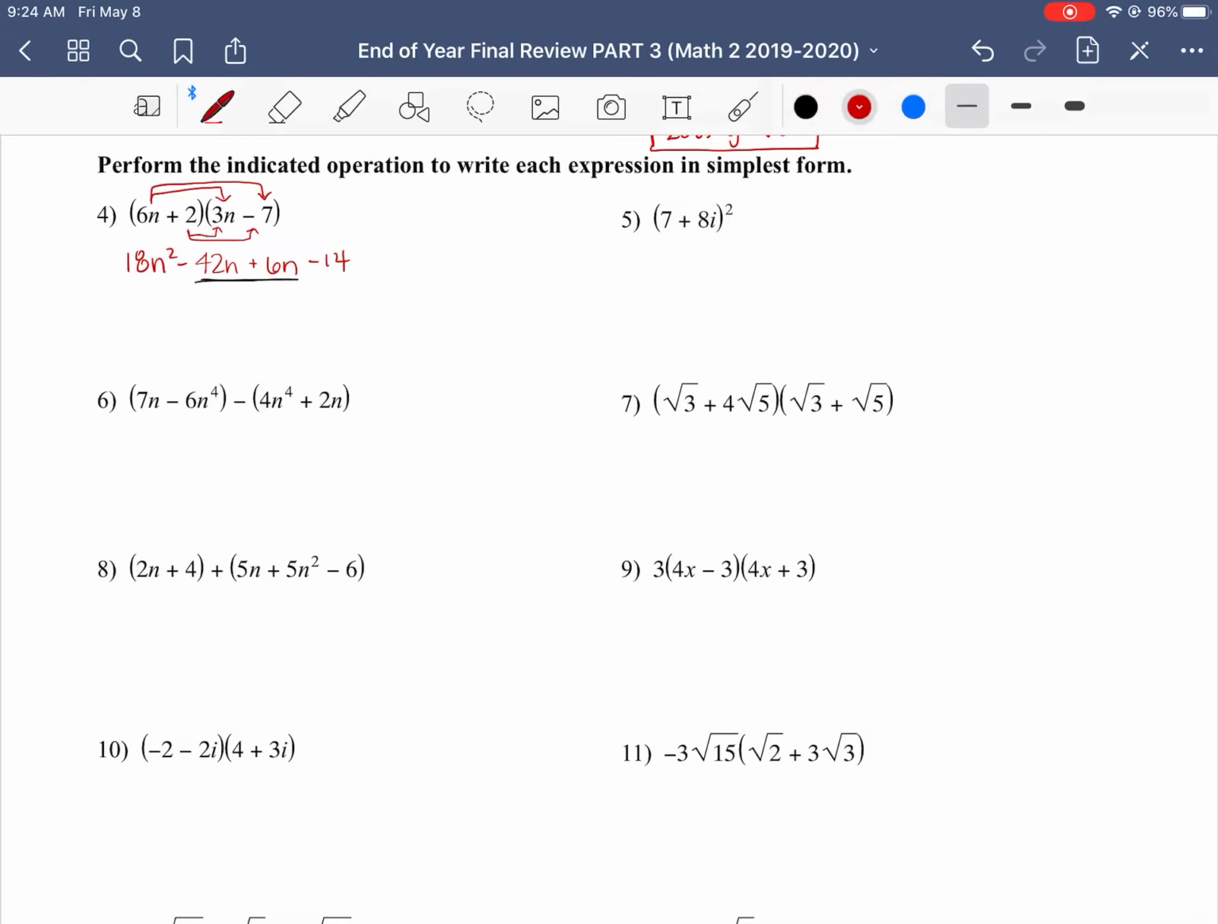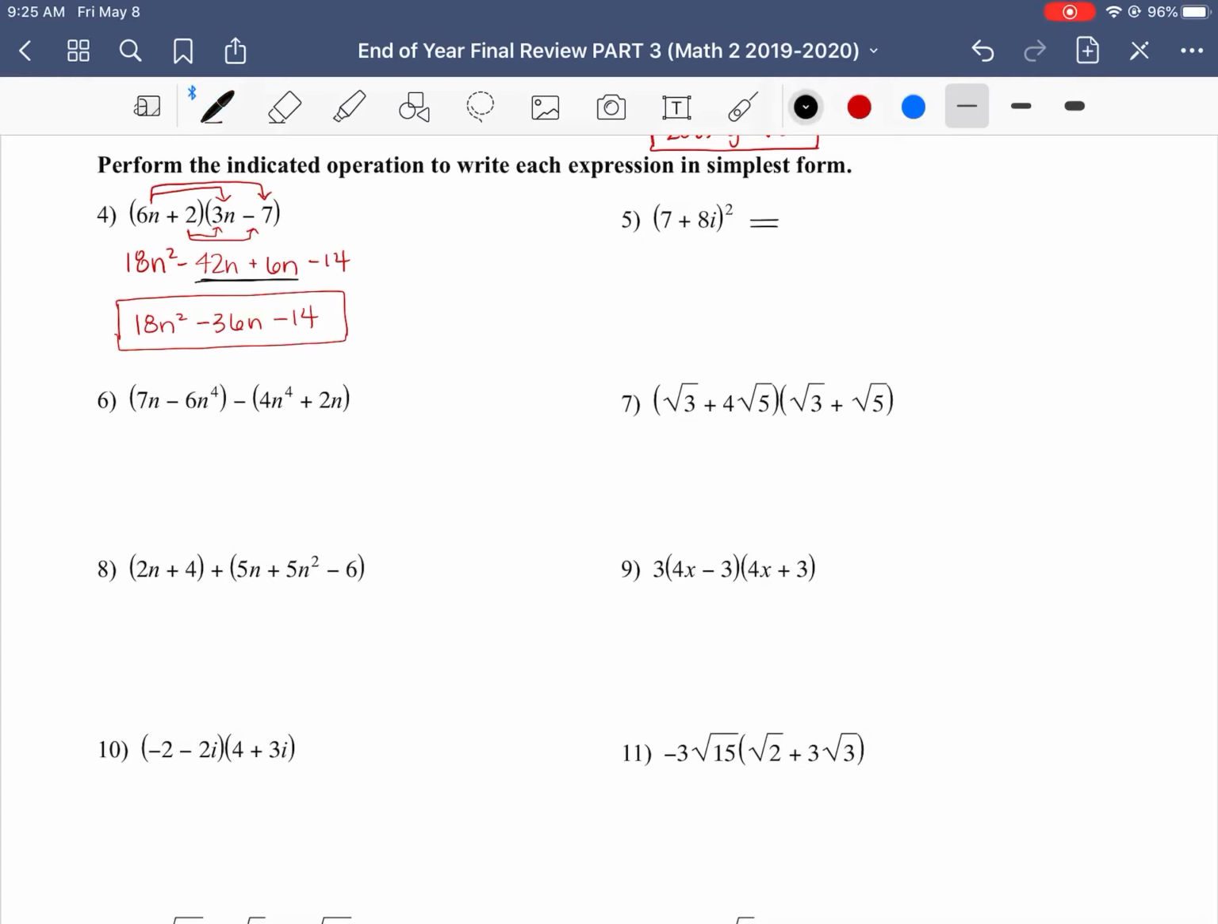Okay. Once we've multiplied that, we just combine like terms. Notice these two in the middle are like terms, so I'm going to have my 18n squared still. If I take negative 42 and I add 6, that gives me negative 36n minus 14. So this would be simplified. Notice it's in standard form, and there are no more like terms, so we've combined that.